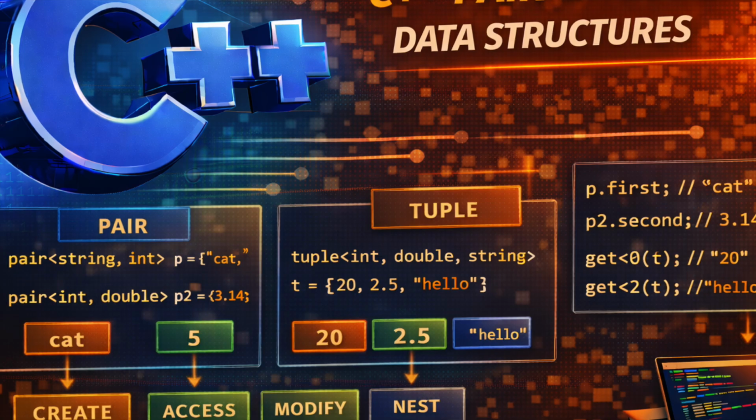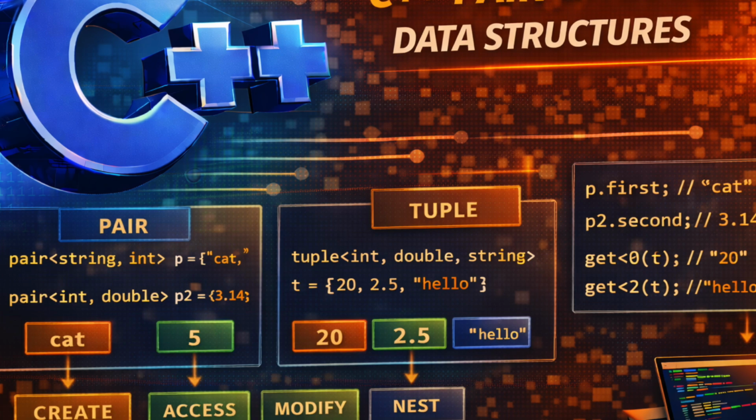The pair is really where simple data grouping begins. It's a container designed to group exactly two related values into a single entity. Just two. Just two. And the key feature here, which I think a lot of people overlook when they're first learning, is that these two values can be of completely different types. Heterogeneous. Exactly. Think of it like creating a custom key-value association on the fly. You might be pairing, say, a string with a double.